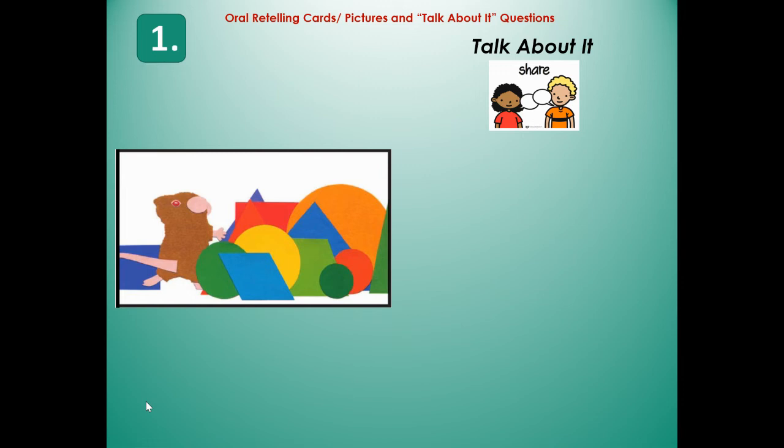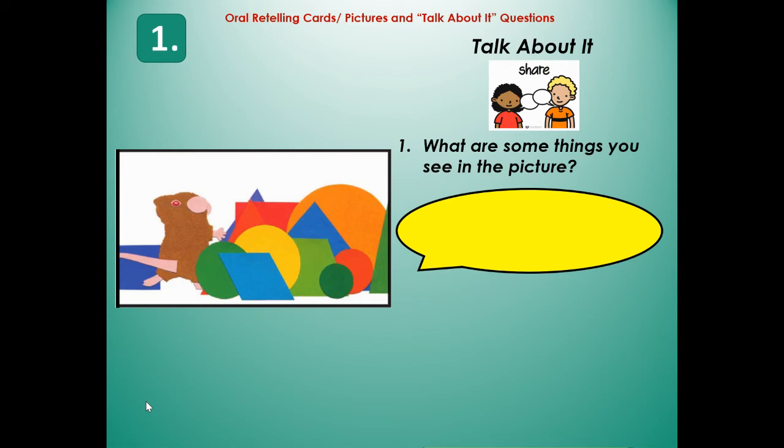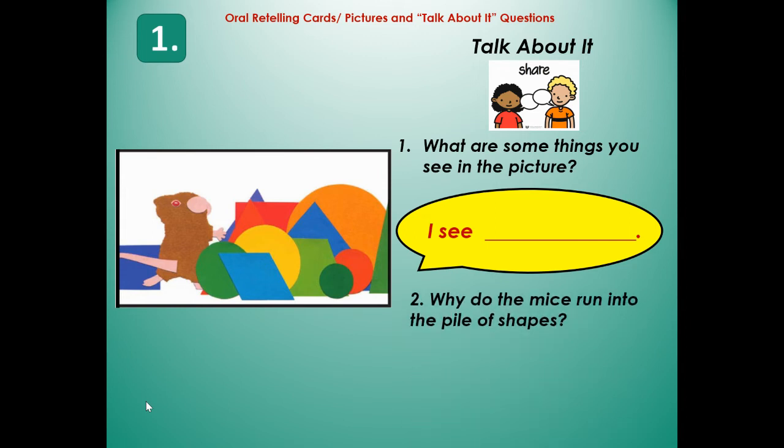So here's our first major event in the story, Mouse Shapes. I want you to look at the picture. Number one, what are some things you see in the picture? So when you turn and talk, you can say, I see, and then say some things you see in the picture. Well, I see a mouse and I see a pile of shapes, and it looks like the mouse is running into the shapes.